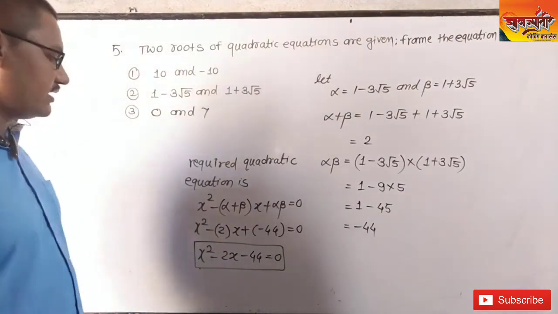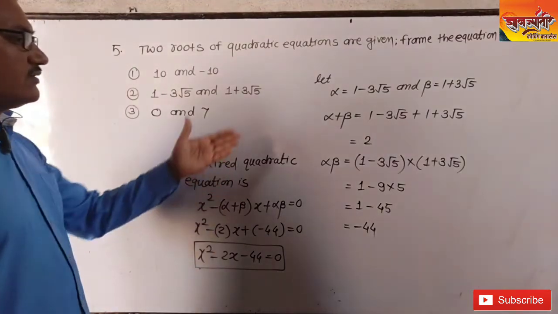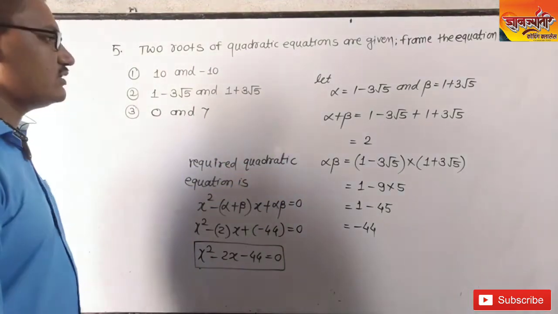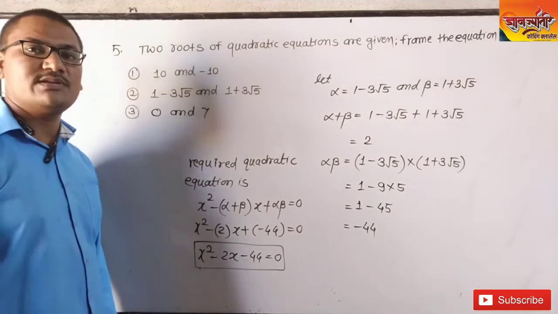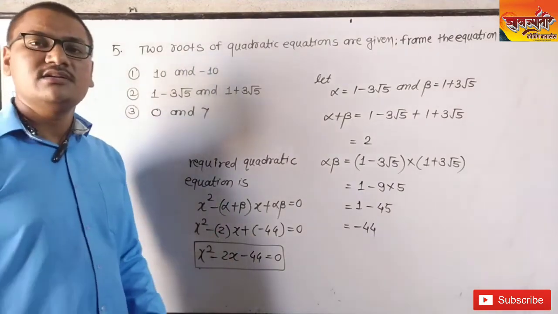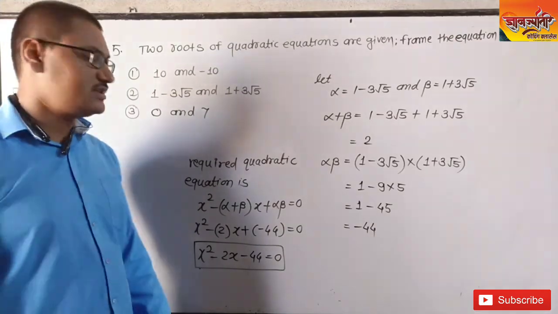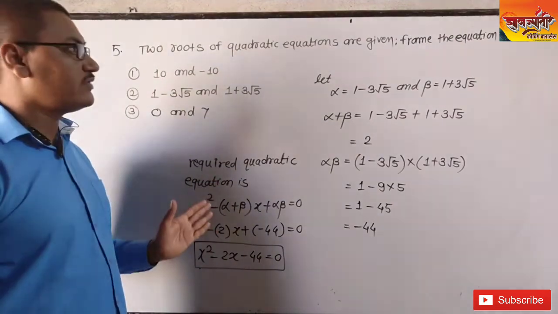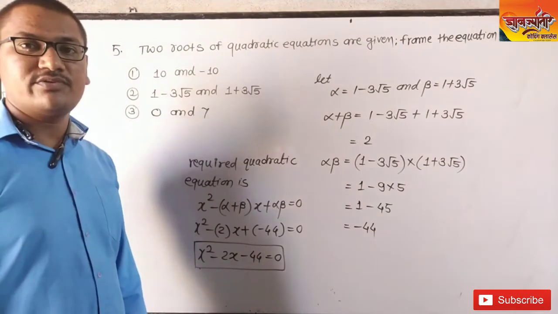You can see this is a very easy method to understand: only substitute the values of alpha plus beta and alpha beta in the required form of the quadratic equation, and find the required equation.